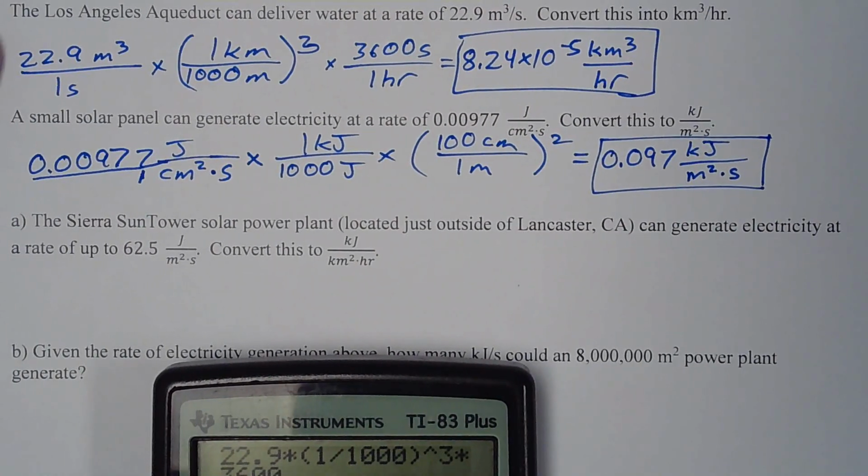All right. The Sierra Sun Tower power plant, located just outside of Lancaster, California, can generate electricity at a rate of up to 62.5 joules per meter squared second. Convert this into kilojoules per kilometer squared hour.